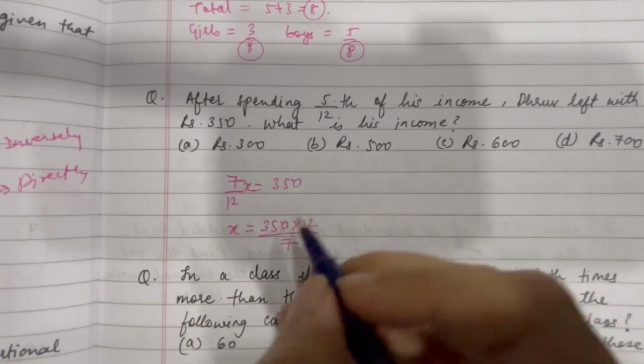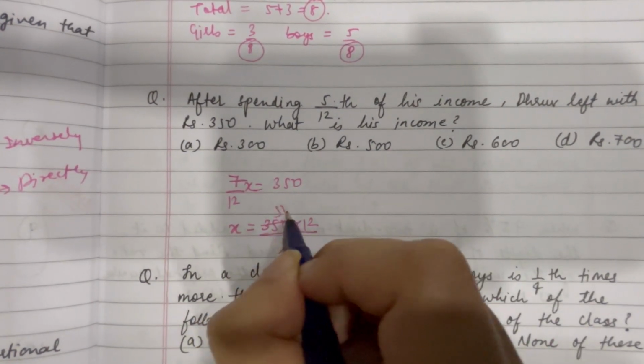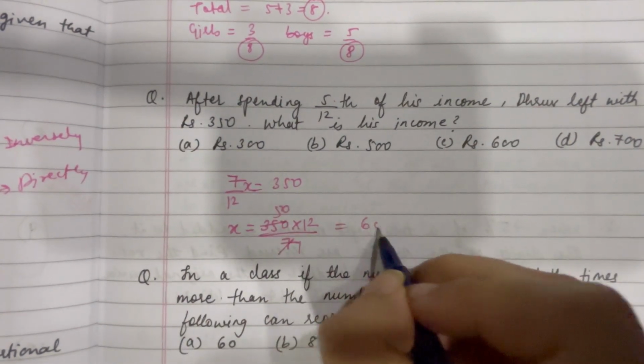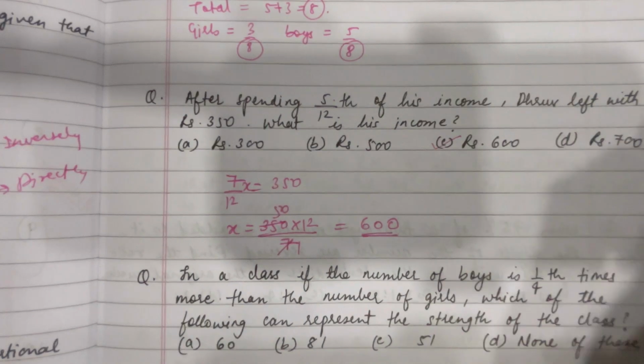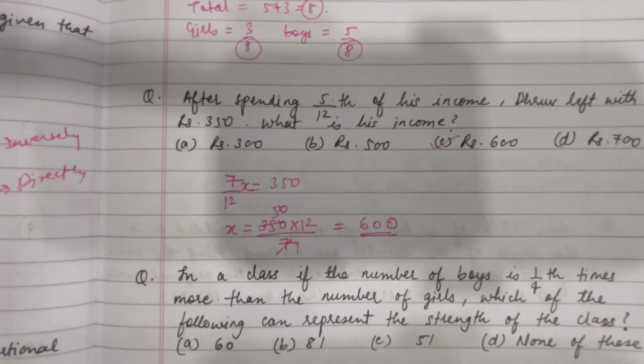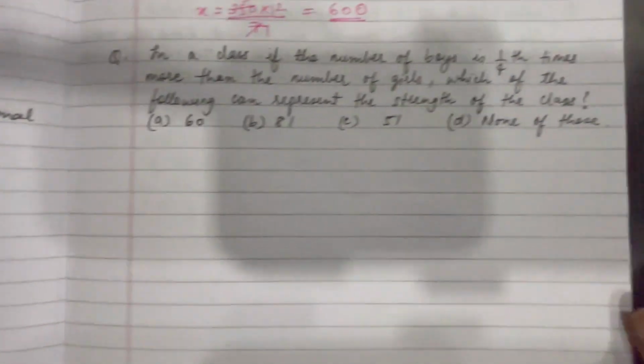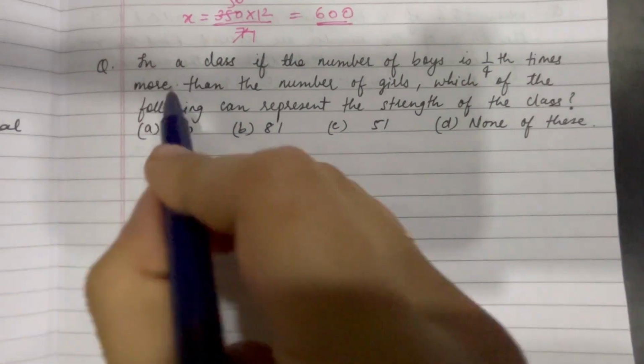Basic maths. This is very basic maths. Okay, 1s are 5, 50s are 12, 5s are 60 plus additional 0. So 600 will be Dhruv's income. I hope this much is clear. Now let's move on to the next question.